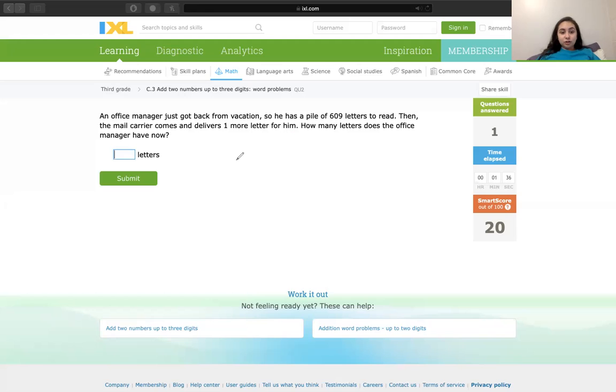An office manager just got back from vacation, so he has a pile of 609 letters to read. Then the mail carrier comes and delivers, so and is a plus, 1 more letter. More already also tells us that it's addition. How many letters does the manager have now? So 609 plus 1, 610.